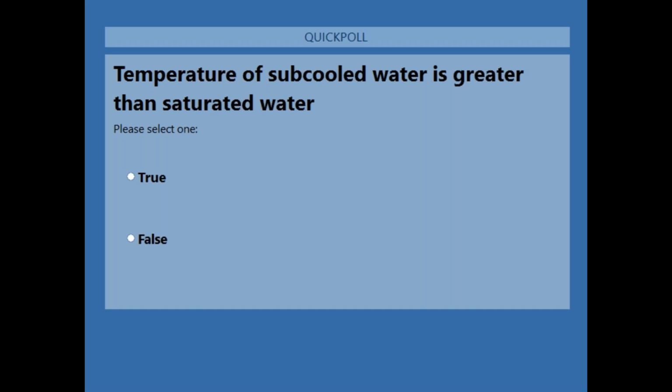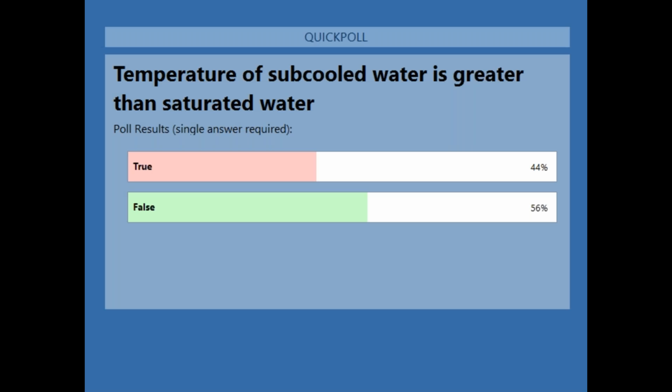I find that 56% of the students have answered it correctly. Let me share the result. The answer is that the temperature of subcooled water is greater than saturated water is false. So 44% of the students have answered it incorrectly and 56% of the class has followed this concept. Understand it very carefully: subcooled water means the water whose temperature is lower than the saturation temperature. I hope it is clear to you.